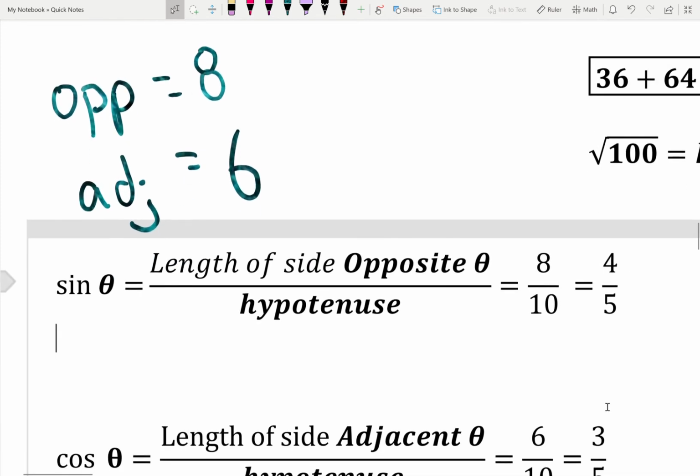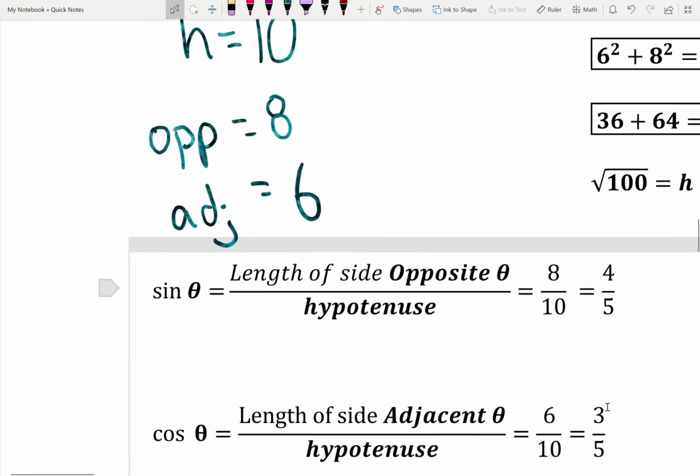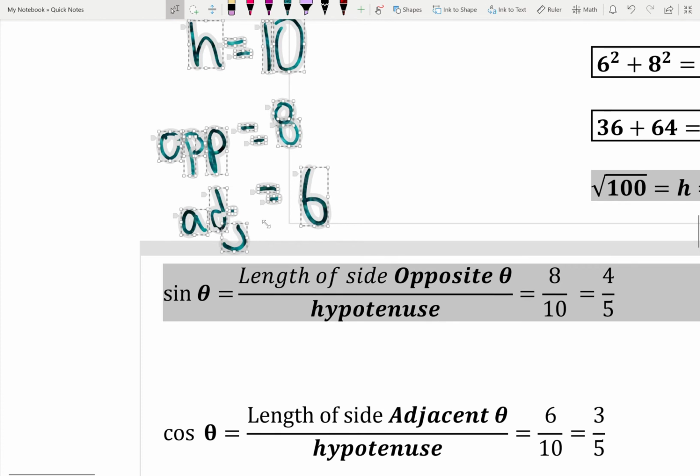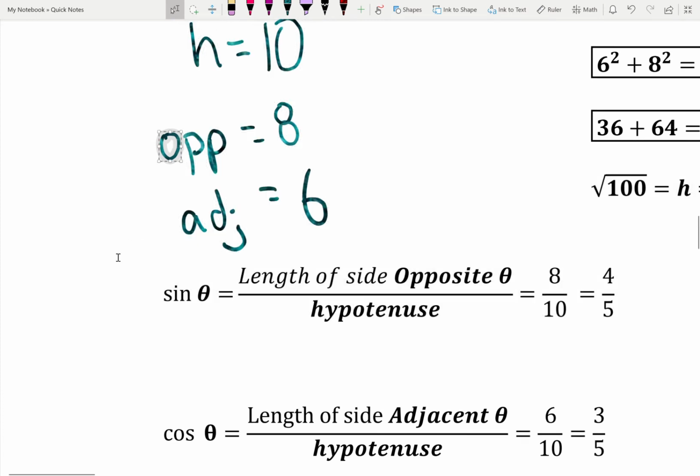Okay, cosine. Cosine is adjacent over hypotenuse. My adjacent side has length 6, and sometimes my computer does this, I don't know why. And my hypotenuse has length 10. So that means cosine theta is equal to 6 over 10. And I can reduce that again to 3 over 5.